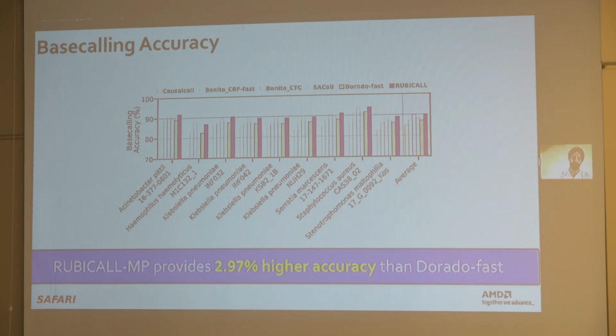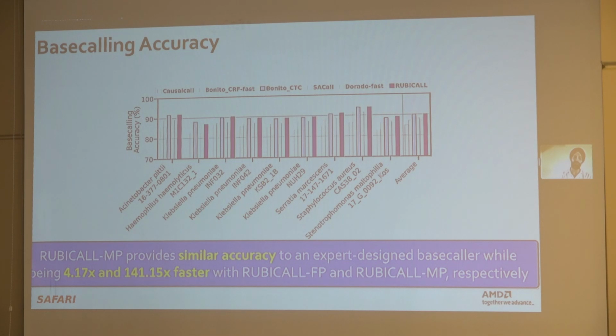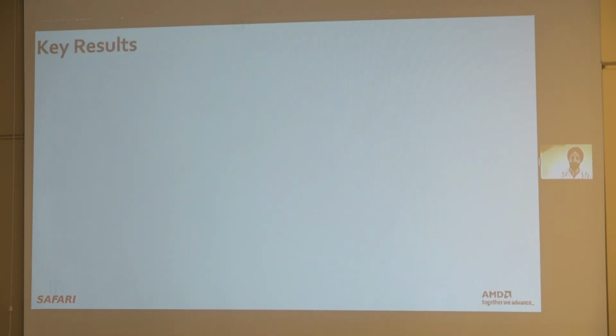So RUBICALL provides 2.97% higher accuracy than Dorado Fast. So it's not just the speed, but also accuracy compared to the Dorado Fast version, which is the fastest basecaller. And then if you compare with the hand-tuned expert design model, which is the Bonito model from ONT, we call it an expert design model because this model has the same backend as our model. We get way higher performance in both versions, the floating point version and also the MP version, which is the mixed precision version. And we get similar accuracy gains compared to other baseline approaches.